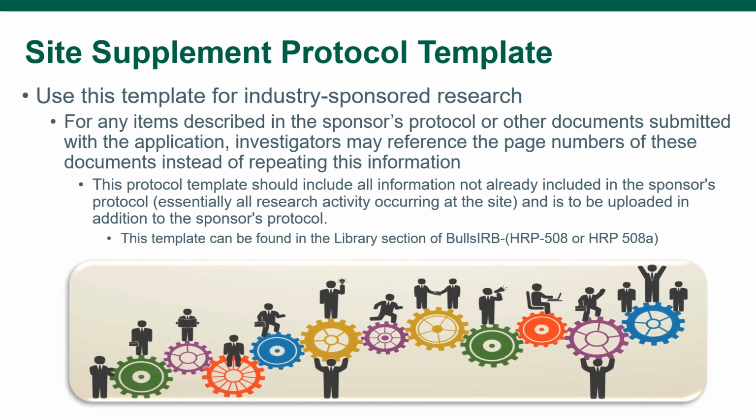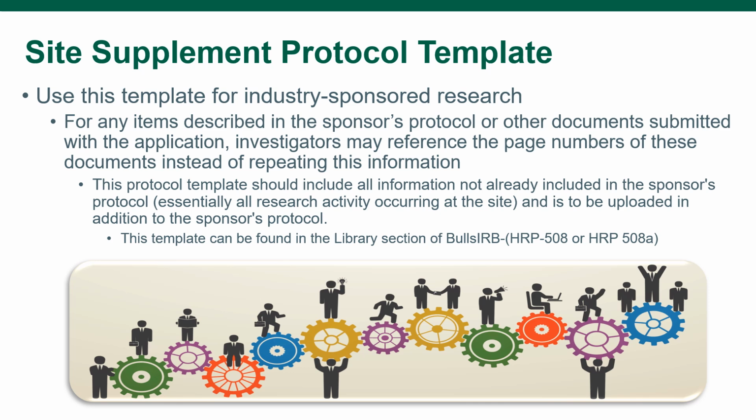Now let's talk about the site supplement protocol template. As I mentioned, there are 2 of these. There's one for industry-sponsored biomedical research and another for industry-sponsored social behavioral research. So what I want you to do is look at the sponsor protocol and our template, and if at any section within our template, we are requesting information that's already in the sponsor protocol, instead of typing the information within our template, you're just going to give us the page number that corresponds with that information. We don't want you typing the information twice.